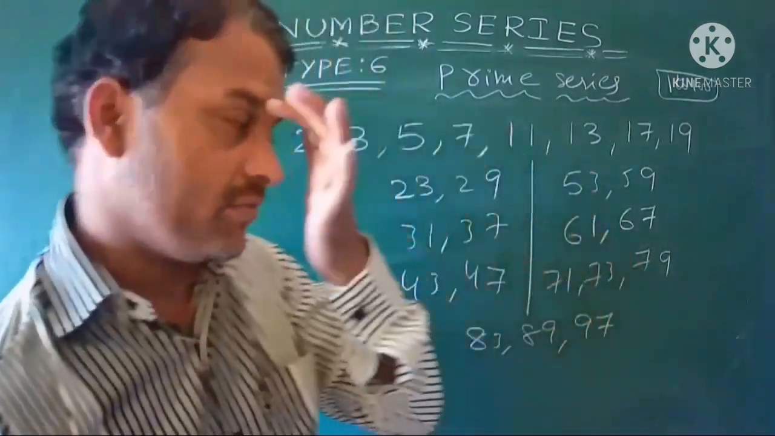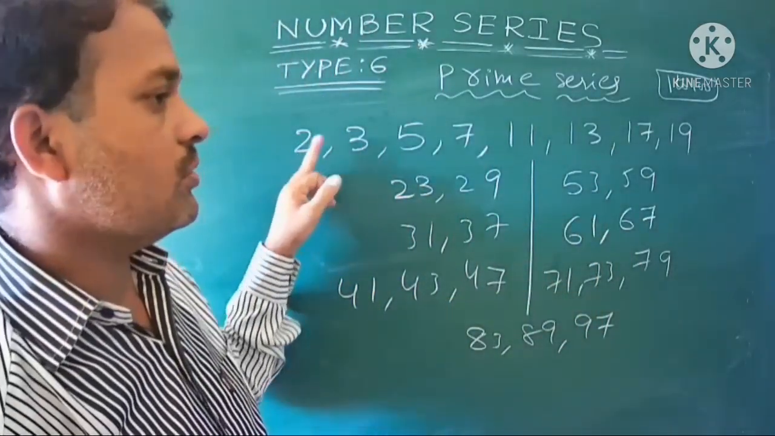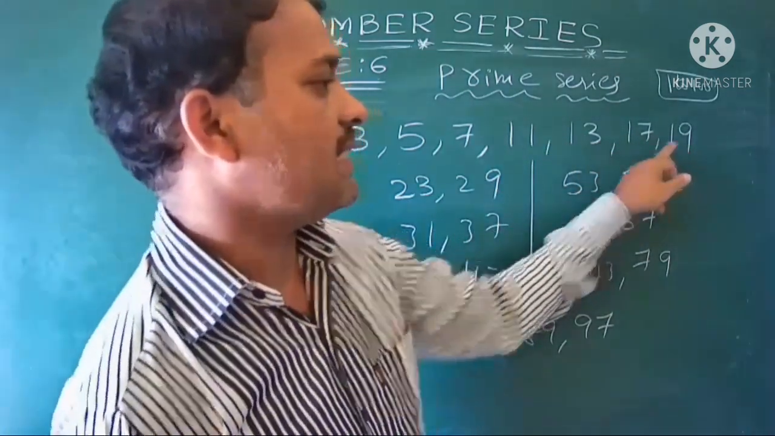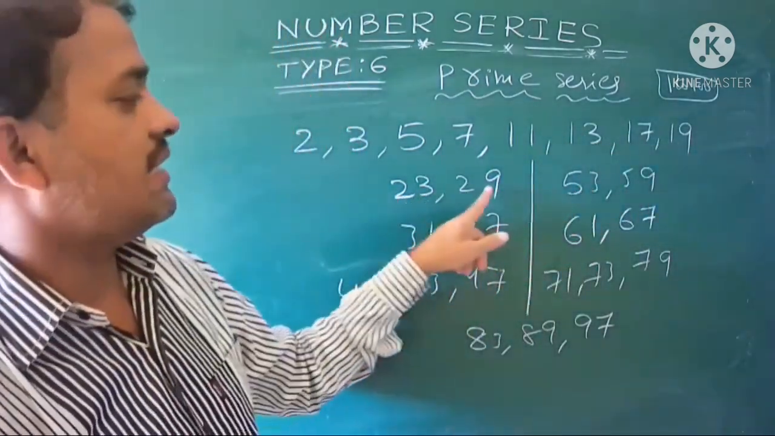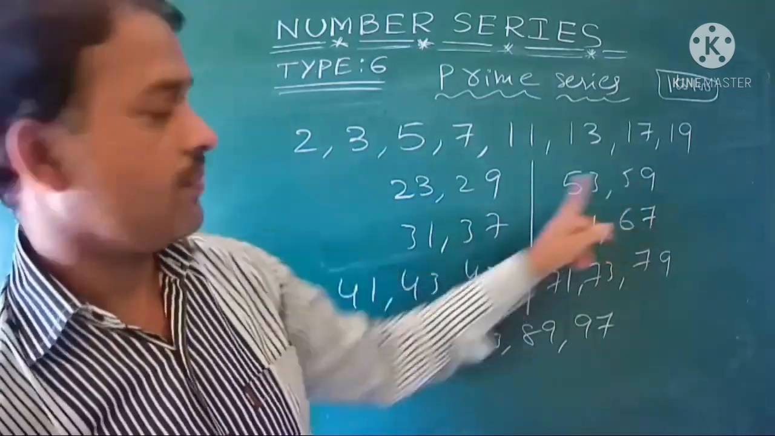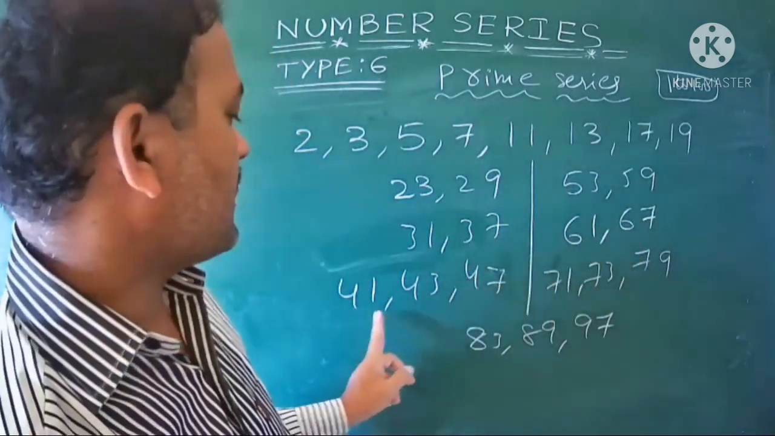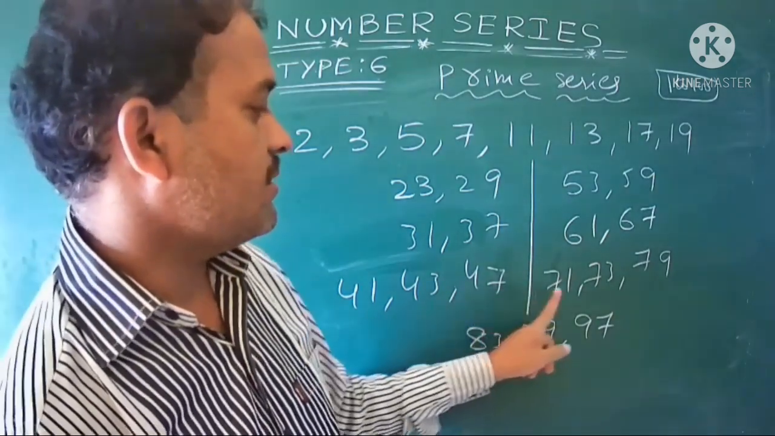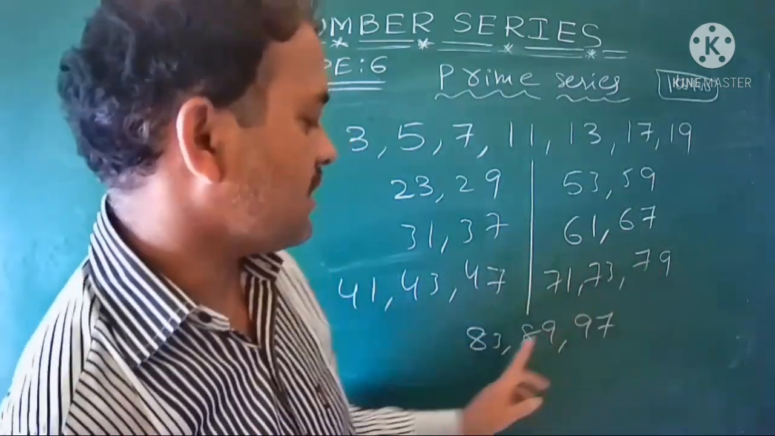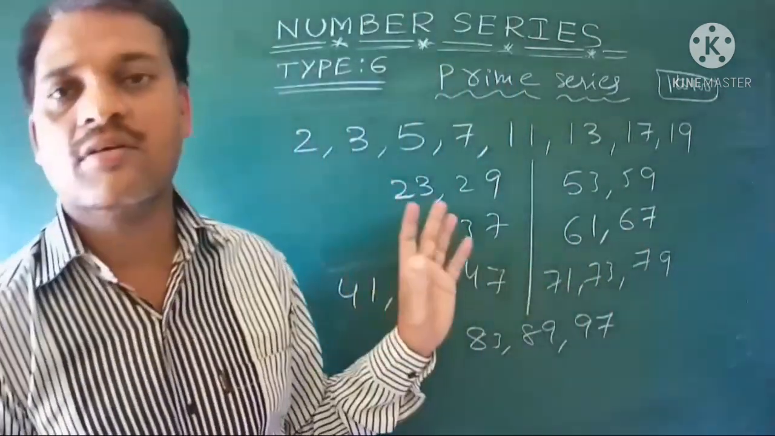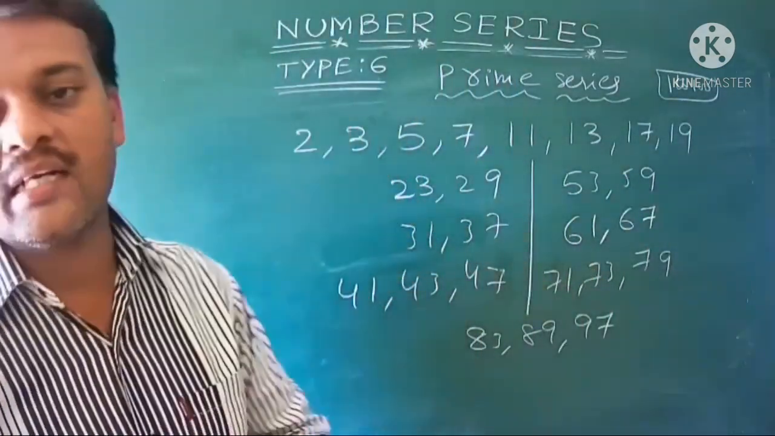Just see one format. 2, 3, 5, 7, 11, 13, 17, 19. Next 23, 29, 53, 59. 31, 37, 61, 67. 41, 43, 47. 71, 73, 79, 83, 89, 97. So this is the process of finding the prime numbers from 1 to 100.